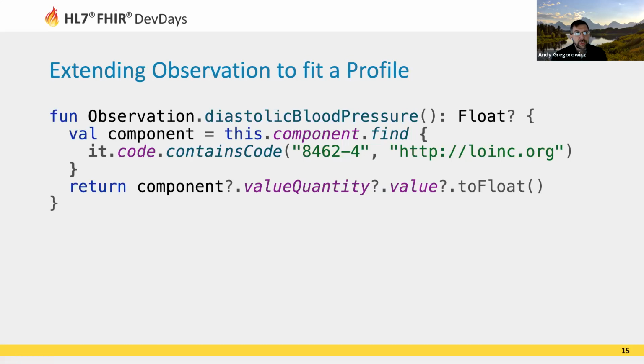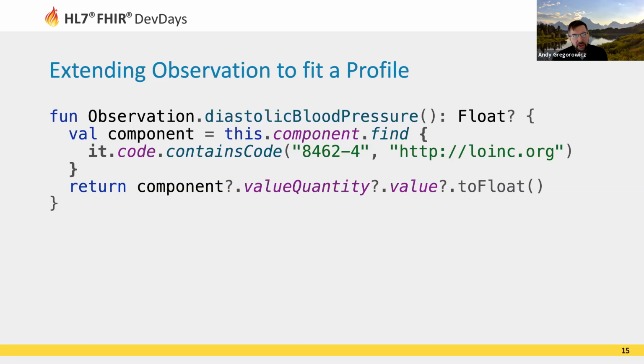And again, as I mentioned, you can extend different HAPI classes to fit a particular profile. So again, US Core, if you're talking about US Core vital signs, blood pressure, you can see here I extended the HAPI Observation class to obtain the diastolic blood pressure. So now any observation that I pull in, I can ask it for the diastolic blood pressure. It will go through and see if it contains that particular code.